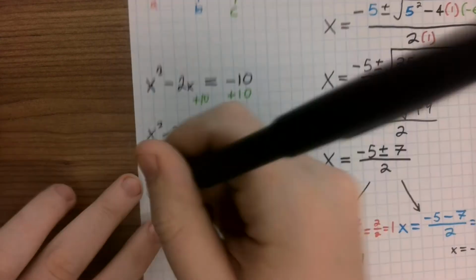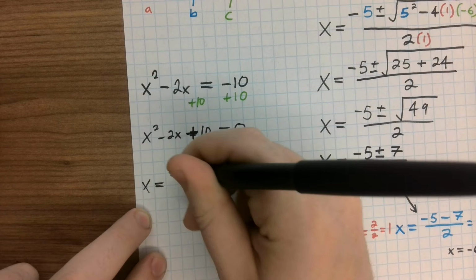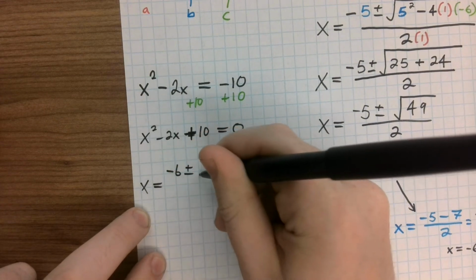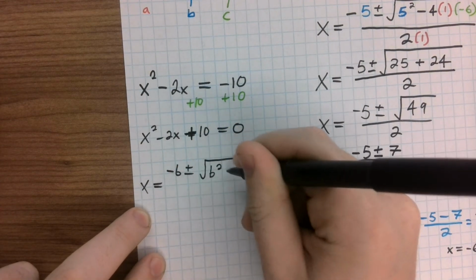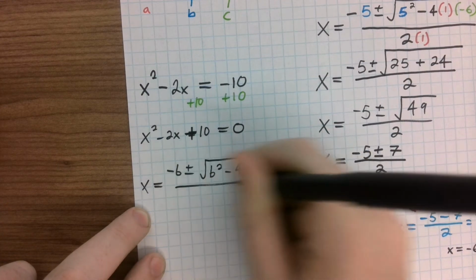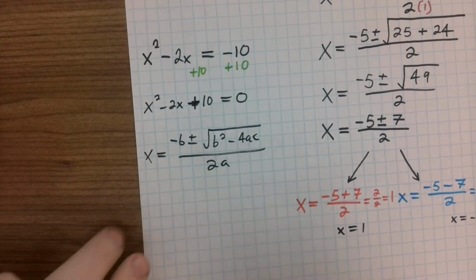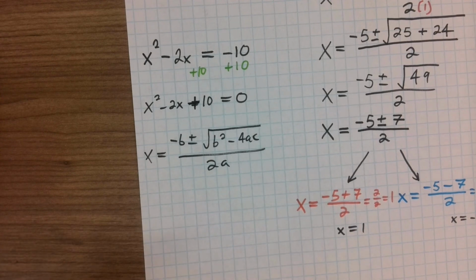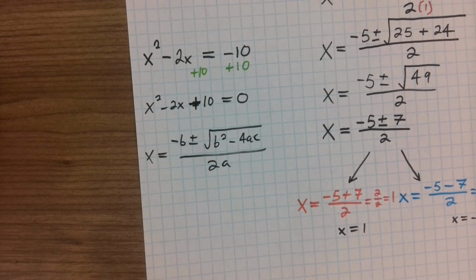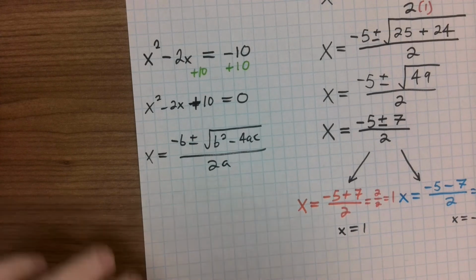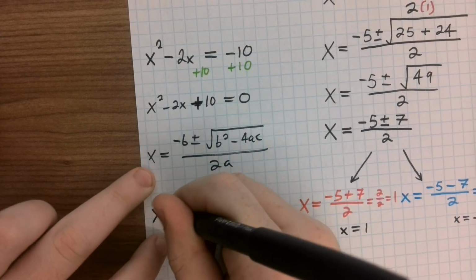The quadratic formula is x is equal to negative b plus or minus the square root of b squared minus 4ac all over 2a. Try this problem out on your own. Pause the video here and see if you can get an answer. Did we finish it? Let's do it together.